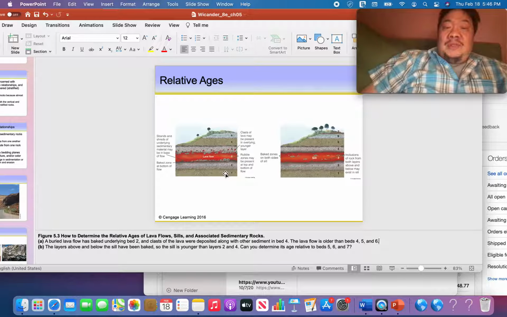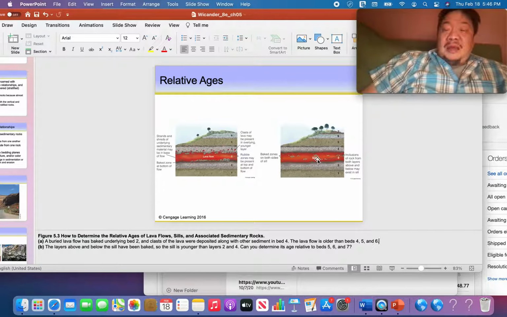You can do this. Bed 1 was deposited, then what? Then bed 2 was deposited, then the lava flow erupted onto the surface of the earth, then beds 4, 5, and 6 are deposited. However, this situation here looks to be quite similar to this one to the left, but it's different. Here you've got beds 1, 2, 4, 5, 6, and 7, and you have a sill.